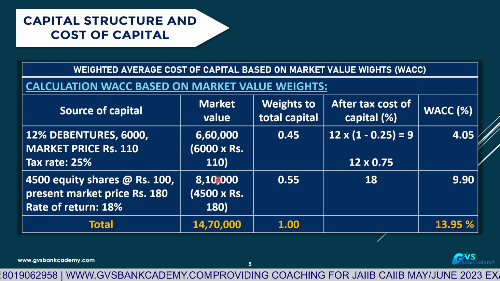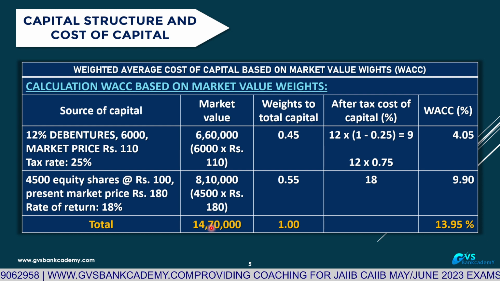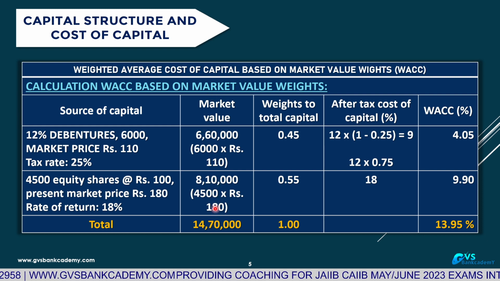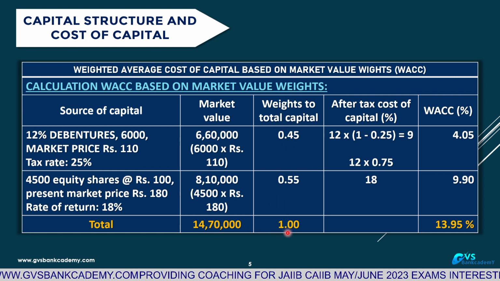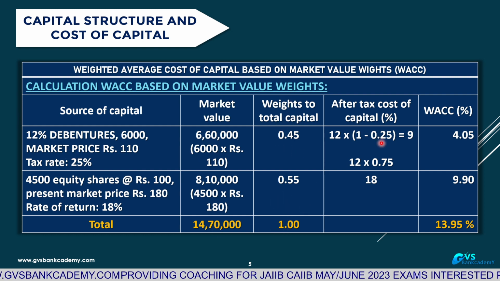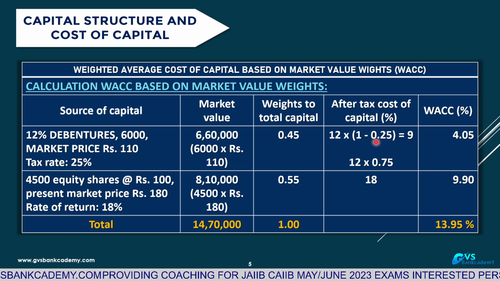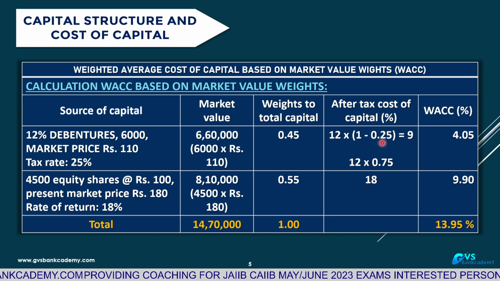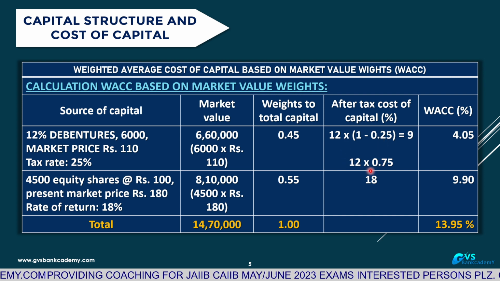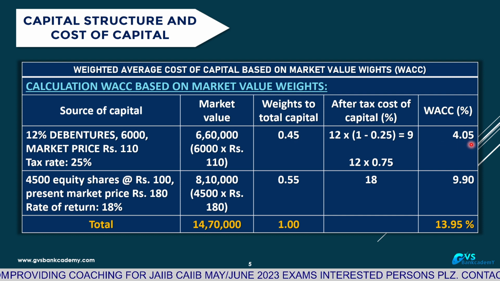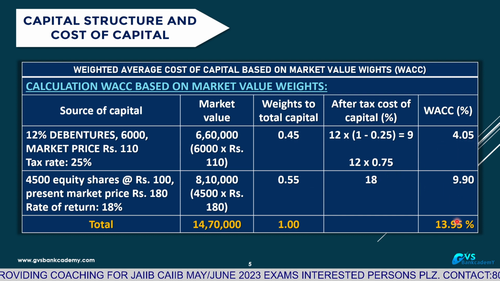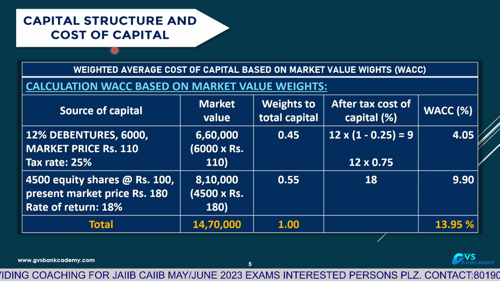So the market value of the capital and debt is 14 lakh 70,000. Accordingly, you have calculated the weights. For the debentures, the after tax cost also we calculated. How? 1 minus tax rate, 1 minus 0.25, that is 0.75. 12 into 0.75, 9%. 9 into 0.45, 4.05, and 18 into 0.55. This is the weighted average cost of capital.